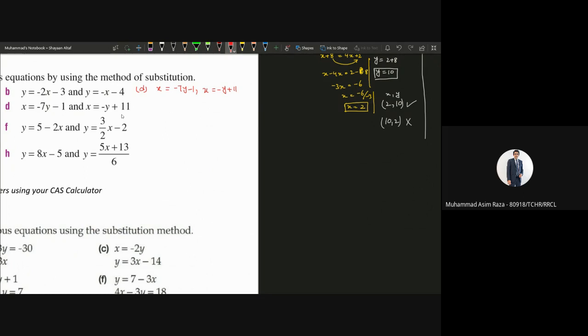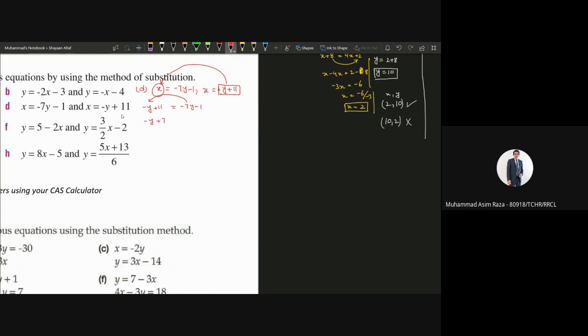So both of these contain x, right? You can put this value of x in this x, and you can write it down like this: -y plus 11 is equal to -7y minus 1. If you bring this -7y onto this side, it will become positive.